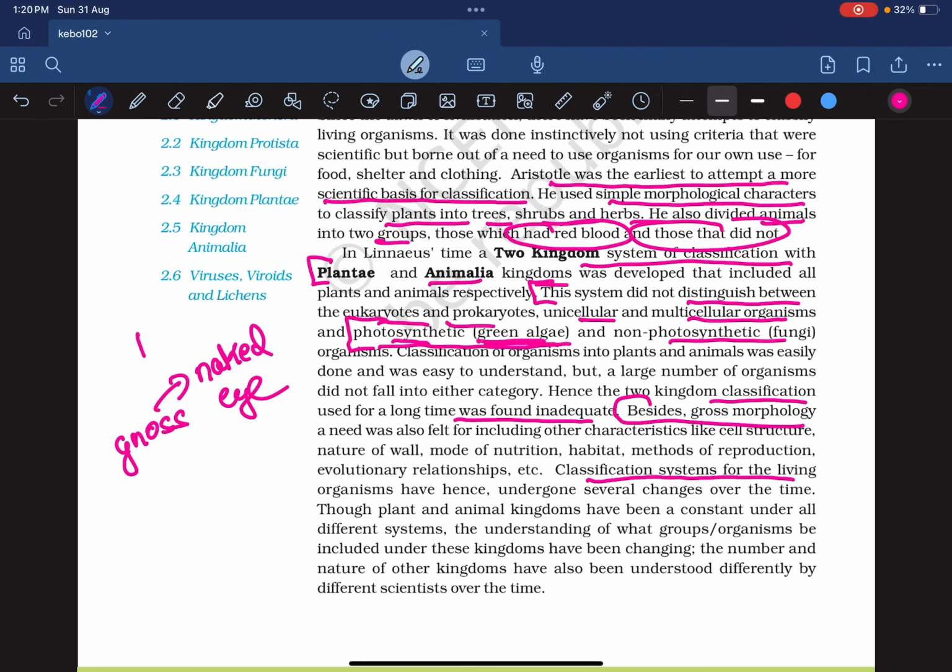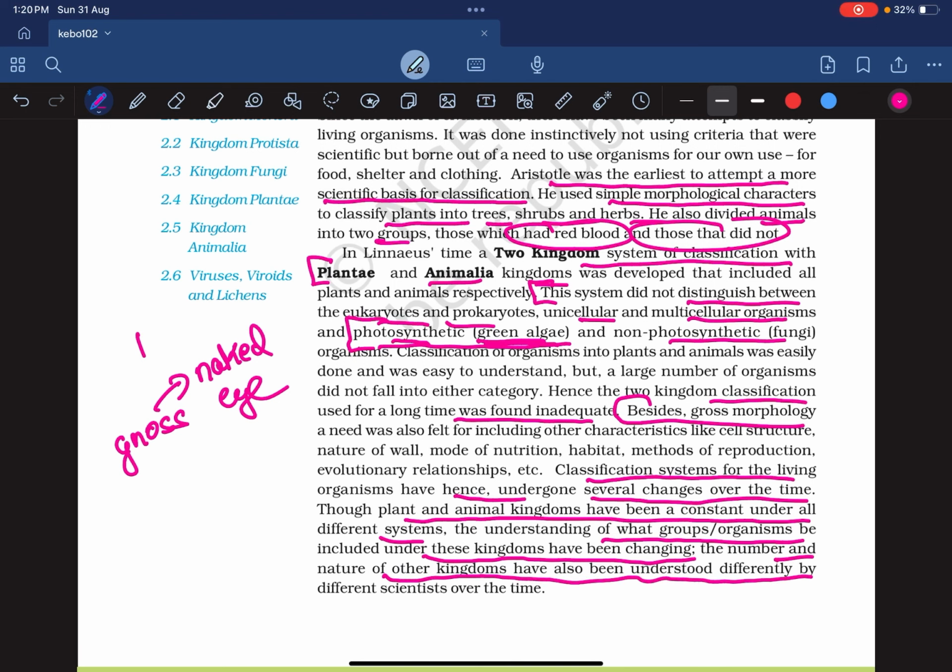Classification systems for the living organisms have hence undergone several changes over time. Though plants and animals have been constant under different systems, the understanding of what groups of organisms are included under these kingdoms has been changing. The number and nature of other kingdoms have also been understood differently by different scientists over time.